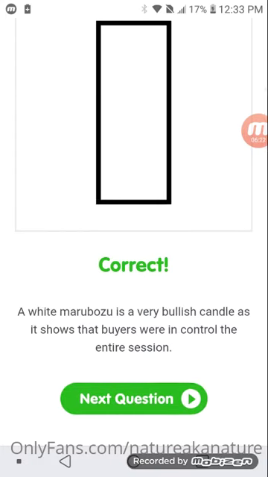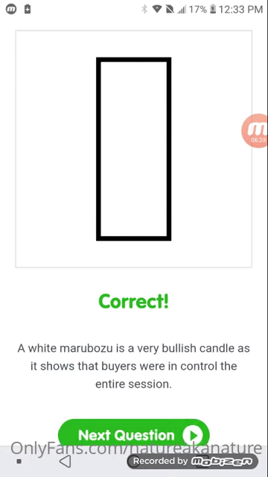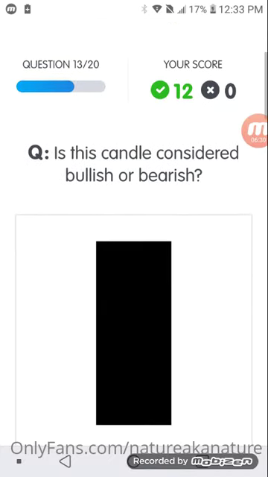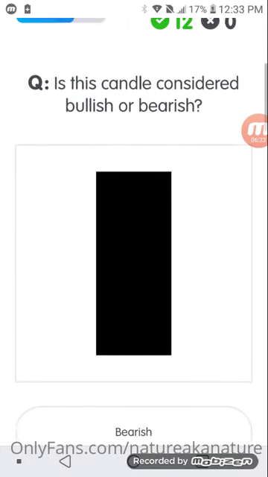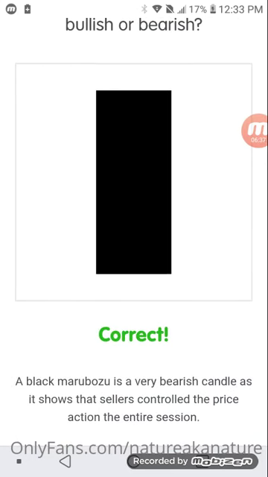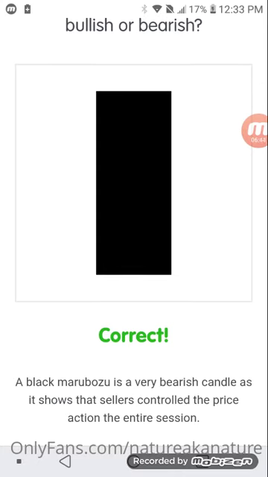A white marble is a very bullish candlestick, as it shows that buyers were in control of the entire session. Okay, and is this candlestick bullish or bearish? Black means bearish. Alright, so this is bearish. A black marble is a very bearish candlestick. It shows that sellers controlled the price action the entire session. This is how we can tell what price action is doing in the market.